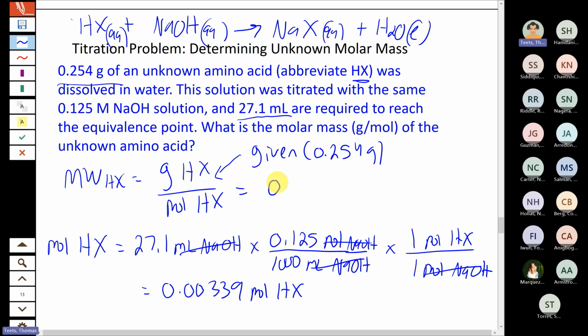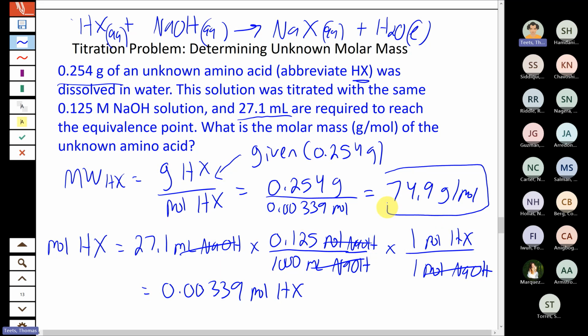So we have 0.254 grams is the amount of HX that we had that's given to us in the problem. The number of moles that we just calculated is 0.00339. So grams per mole is molar mass, so the number comes out to 74.9.